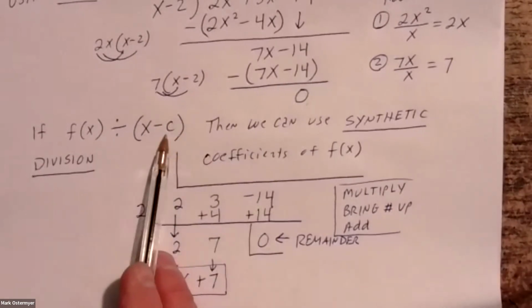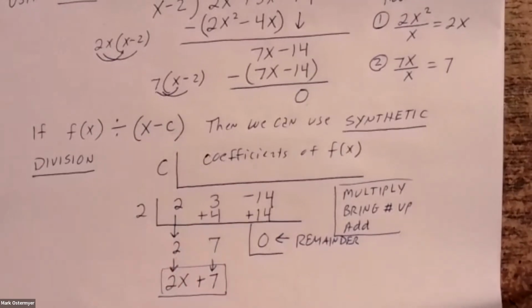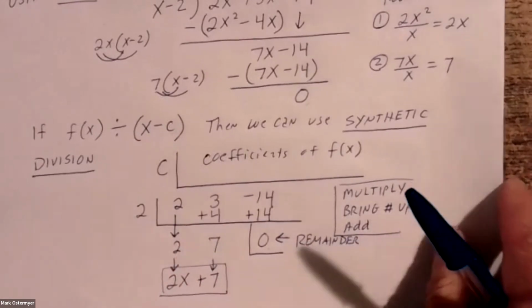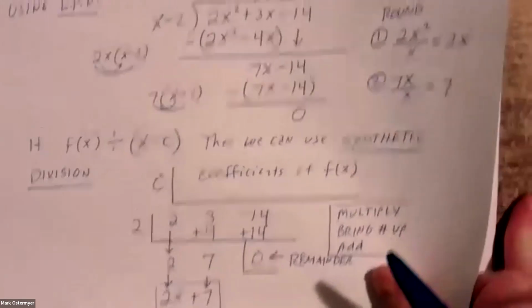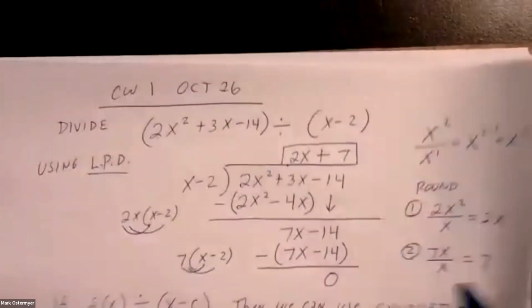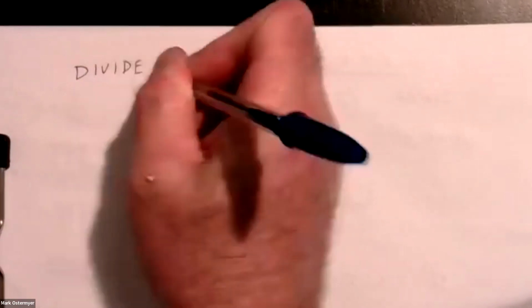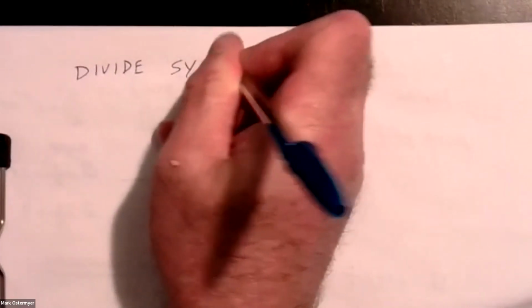But most of the time our divisors are of the form x minus c, especially when we start working with the factor theorem and the rational zero theorem and trying to find all the zeros of a polynomial function, which is right around the bend, okay? So normally we can always use synthetic division in all cases here. Okay, let's try this one out here. Okay, divide synthetically.